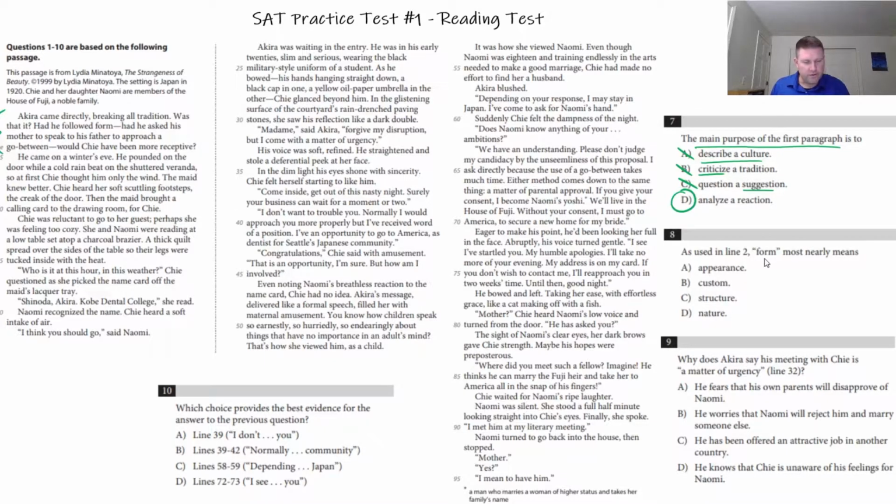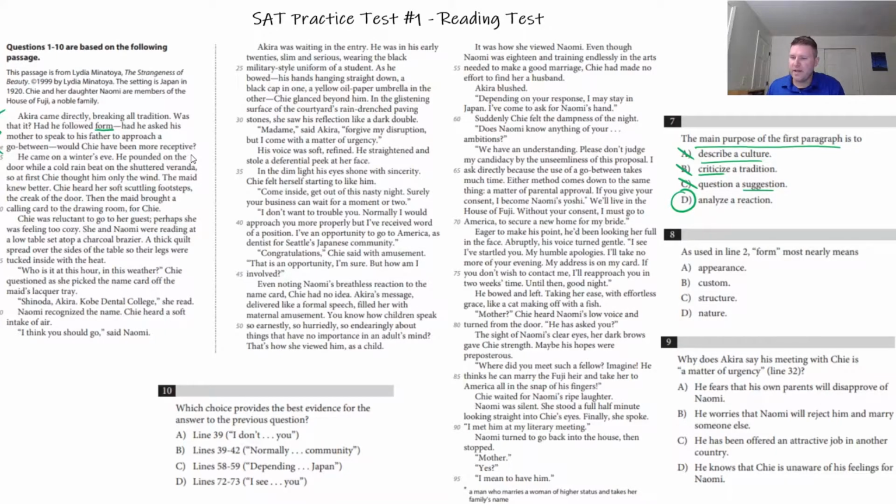And then for 8, as used in line 2, form most nearly means. Now, this is called a word and context question, and the best strategy for these is actually don't even look at the answers once you realize that it is a word and context question. Go back to line 2, have a look at the word they're talking about, read the sentence and try replacing the word with your own synonym, again, before you even look at these. So going here, had he followed form, had he asked his mother to speak to his father to approach a go-between, would Chia have been more receptive?